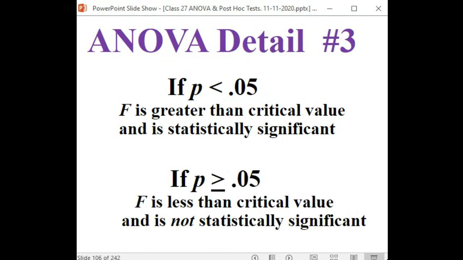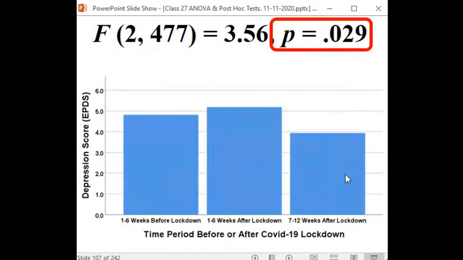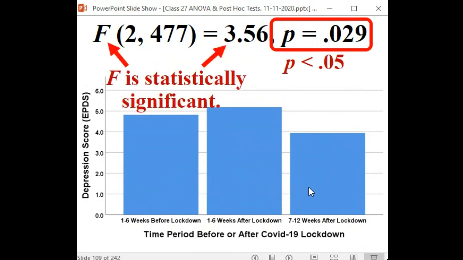If P is greater than or equal to 0.05, you automatically know that F is less than the critical value and is not statistically significant. So, for instance, in this example, P is equal to 0.029. P is less than 0.05, so we automatically know that F must be statistically significant.